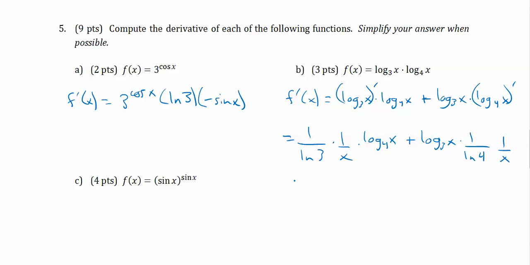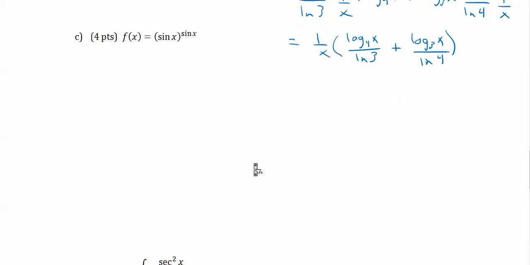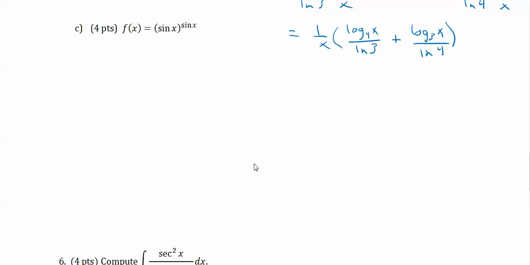Okay, so maybe I should simplify that a little bit. I have a 1 over x in both terms, so I'll factor that out. And then in the first term, what's left is log base 4 of x over ln 3, and in the second term, log base 3 of x over ln 4. Okay, good enough. Last but not least, for the derivatives, sine x to the sine x.